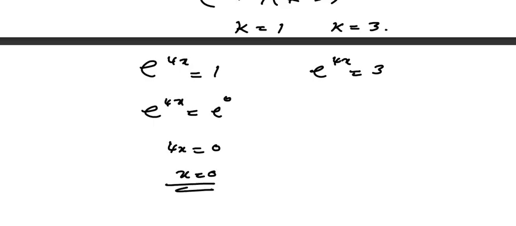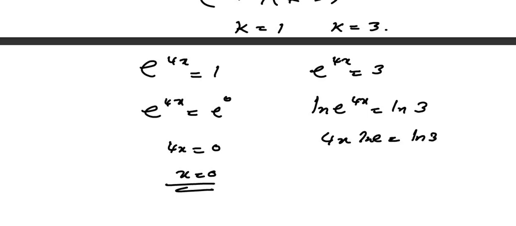Then on this side, the bases cannot be made alike, so we introduce ln on both sides. This gives 4x ln e is equal to ln 3. Ln e is a 1 according to the rules of ln. So 4x is equal to ln 3, divided by 4 on both sides, so x is equal to ln 3 over 4.